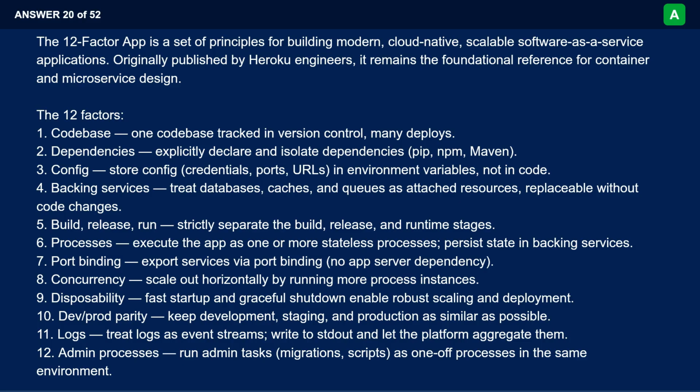8. Concurrency. Scale out horizontally by running more process instances. 9. Disposability. Fast startup and graceful shutdown enable robust scaling and deployment. 10. Dev/prod parity. Keep development, staging, and production as similar as possible.